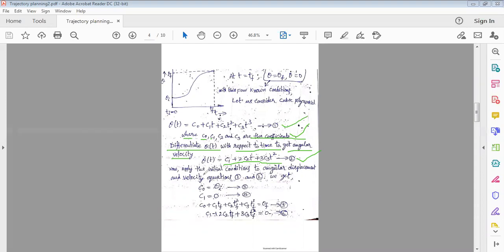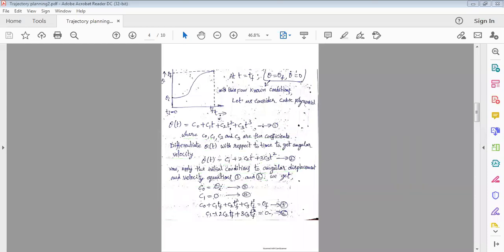Now apply the initial conditions to the angular displacement and velocity equations 1 and 2. At time t equal to 0, theta is equal to theta I. At time t equal to tf, theta is equal to theta f. In both conditions the angular velocities are zero, theta dot is zero.